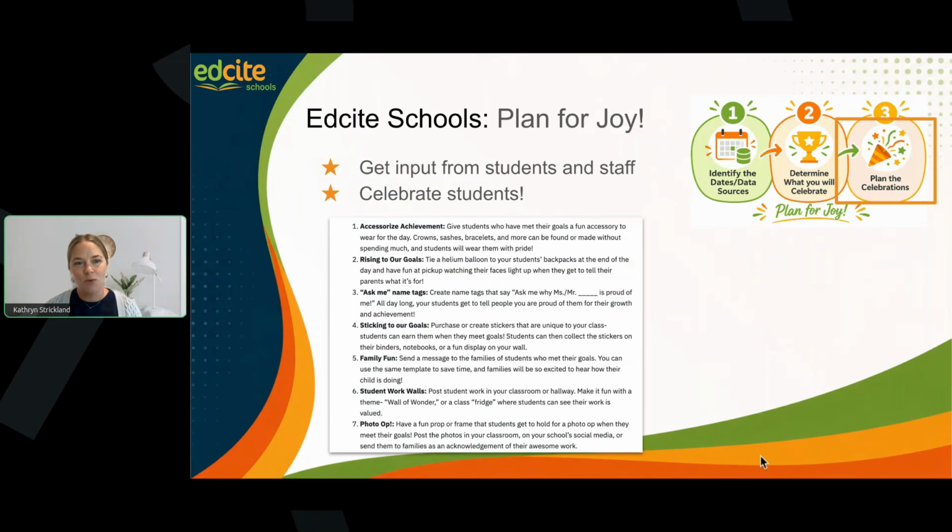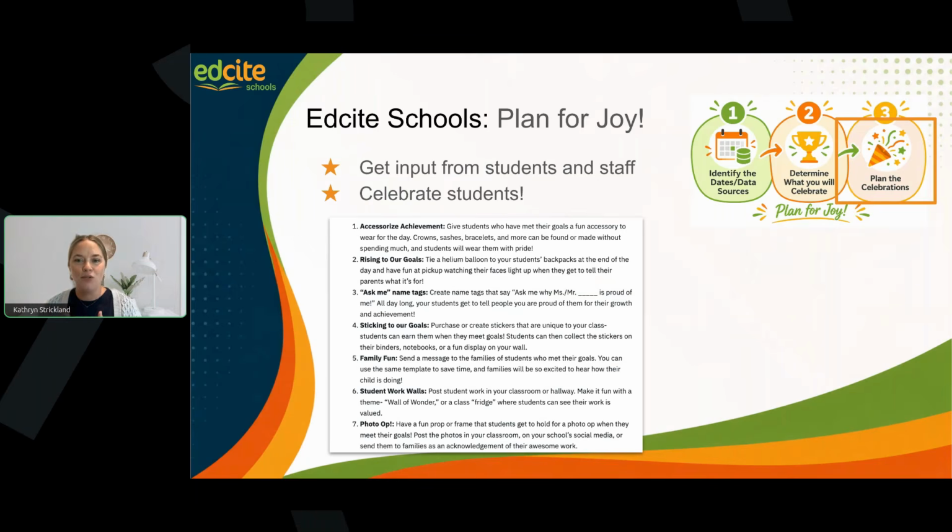Last but not least, when we're talking about celebrating students, there are a lot of different ways to do this. And these are actually ideas that were in one of our blog posts from last year. But it's just 7 really specific ways to think about how you're celebrating students for meeting their goals. I'll mention a couple of them that I think are extra fun.